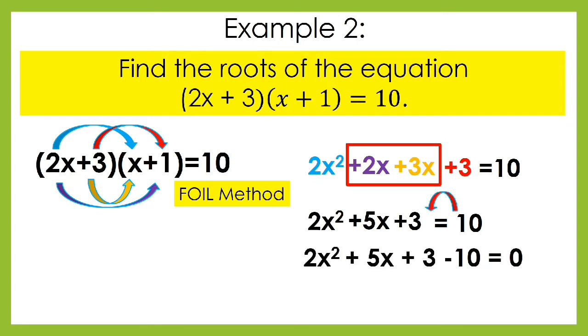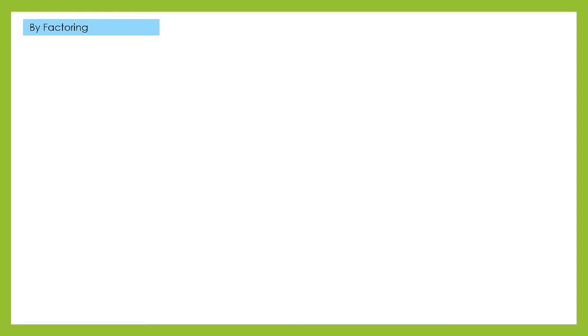Okay, so we have 2x squared plus 5x plus 3. Okay, transpose 10, meron na tayong negative 10 equals 0. Then we simplify. 2x squared plus 5x, we copy that, and then 3 minus 10 is equal to negative 7 equals 0. This is now written in standard form. We can now solve the equation. Let's solve the equation by factoring.